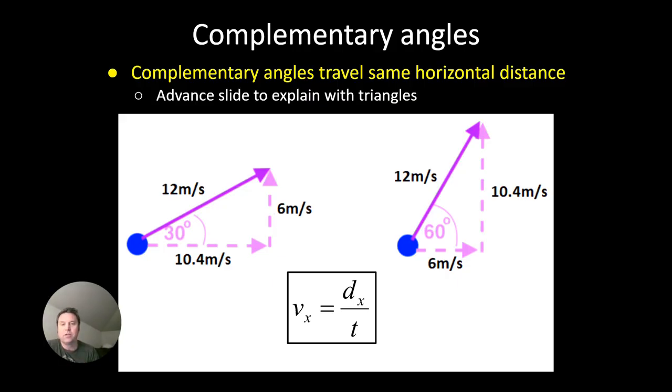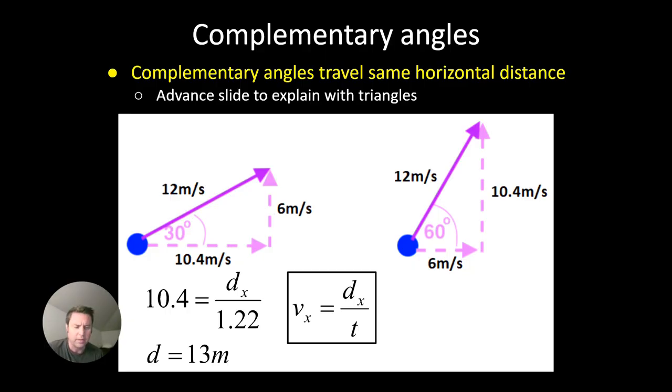Time-wise, because the 30-degree one is in the air less, it's in the air for about 1.22 seconds, and you get 13 meters. We can solve that with free fall, and we'll do that. I know you're excited. That'll give us time. So that one goes to 13 meters.